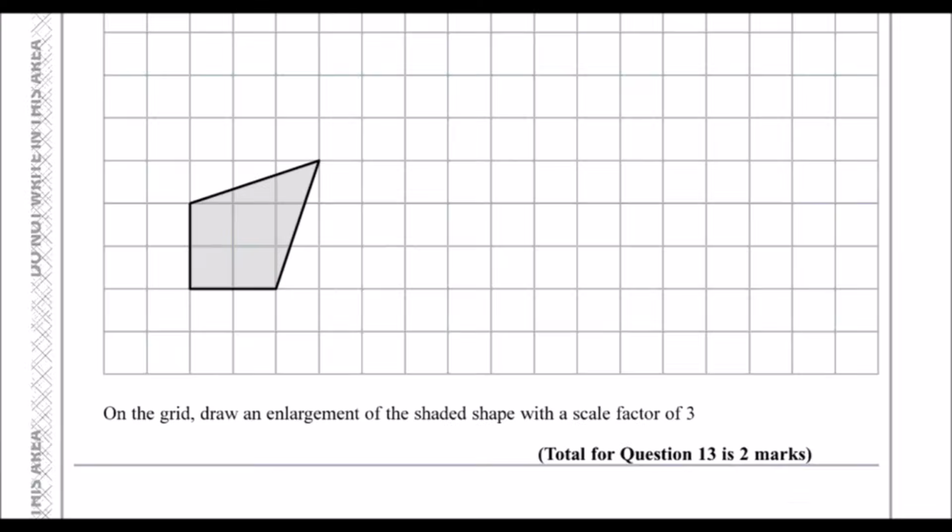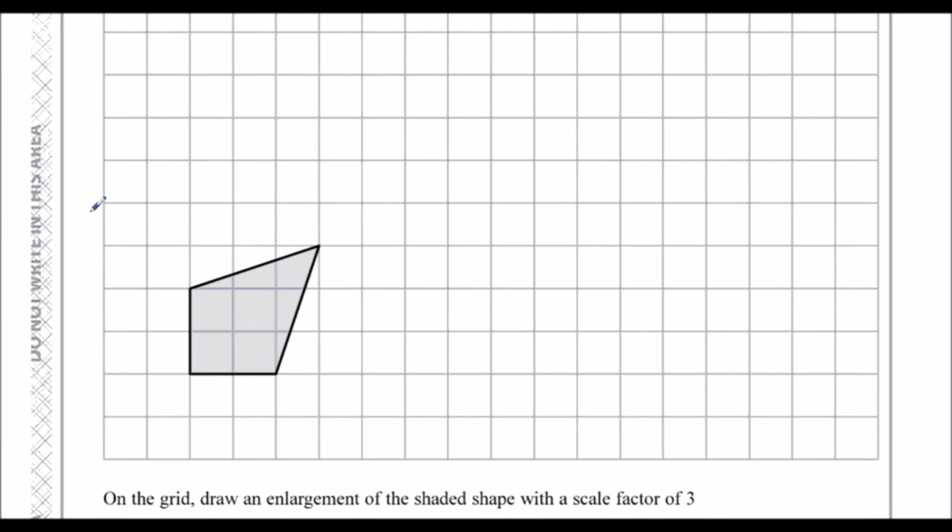Question 13. On the grid, draw an enlargement of the shape with a scale factor 3. So we're drawing the shape 3 times bigger. We can draw it wherever we like, as long as we make it 3 times bigger. So the base was 2 to start with. So 2 times 3 is 6. So the base is now going to be 6.